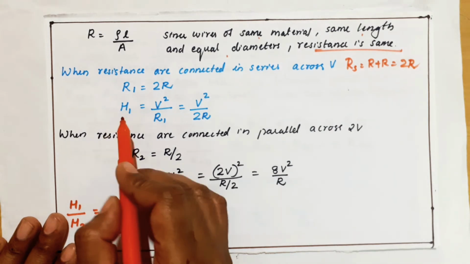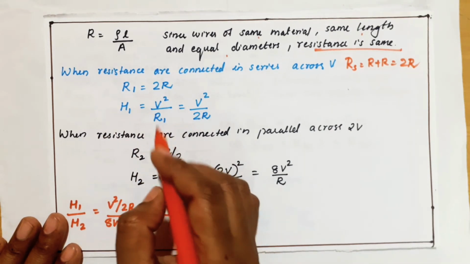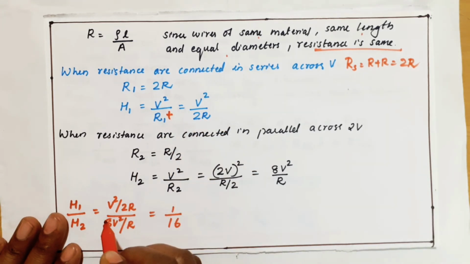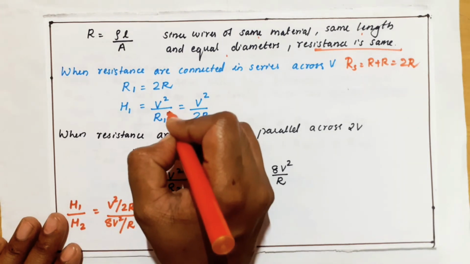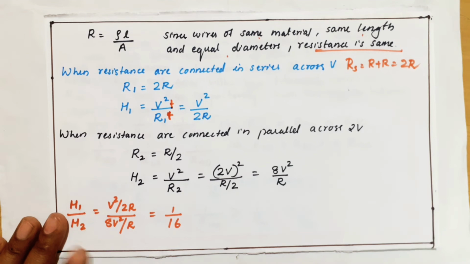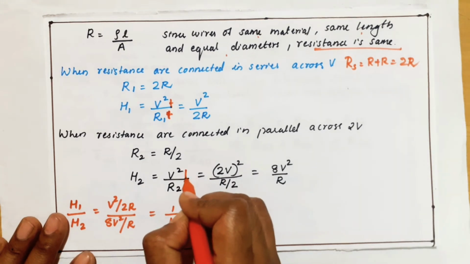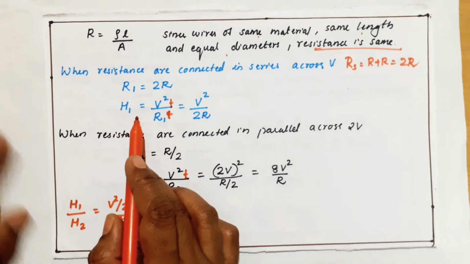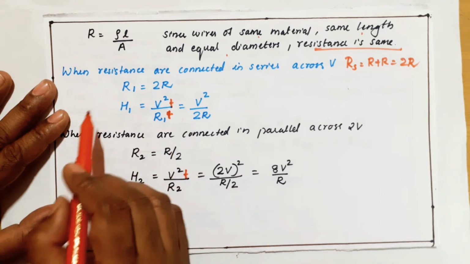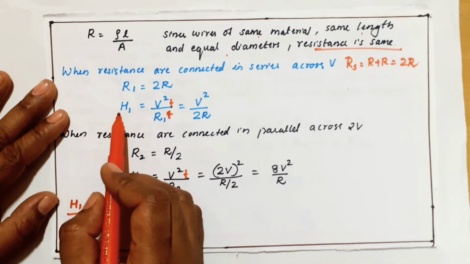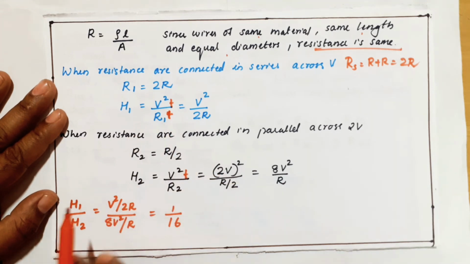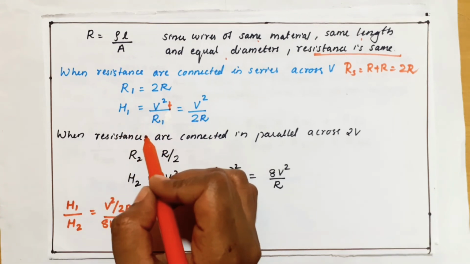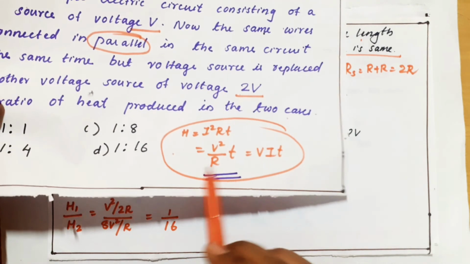What is R plus R? It is 2R. So heat is nothing but V square by R into T. H is equal to V square by R into T. Sorry, T I did not write. Now in this case, H1 is equal to V square by R into T, because I gave you the equation here.